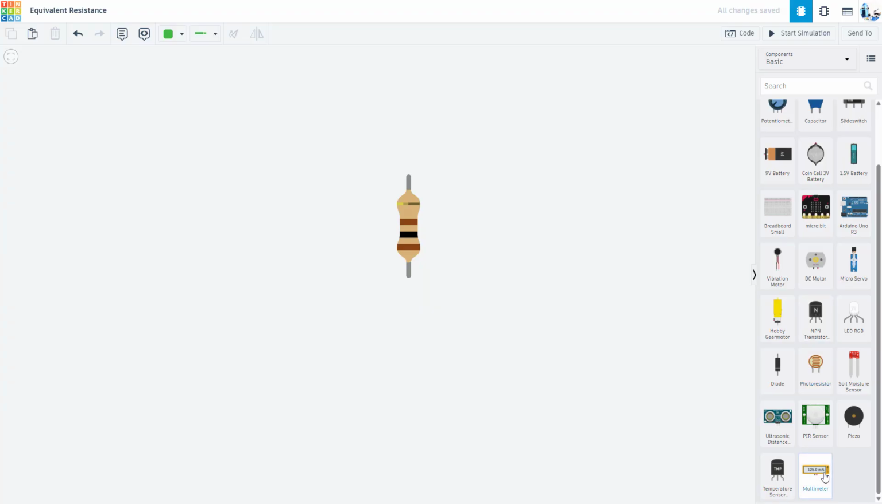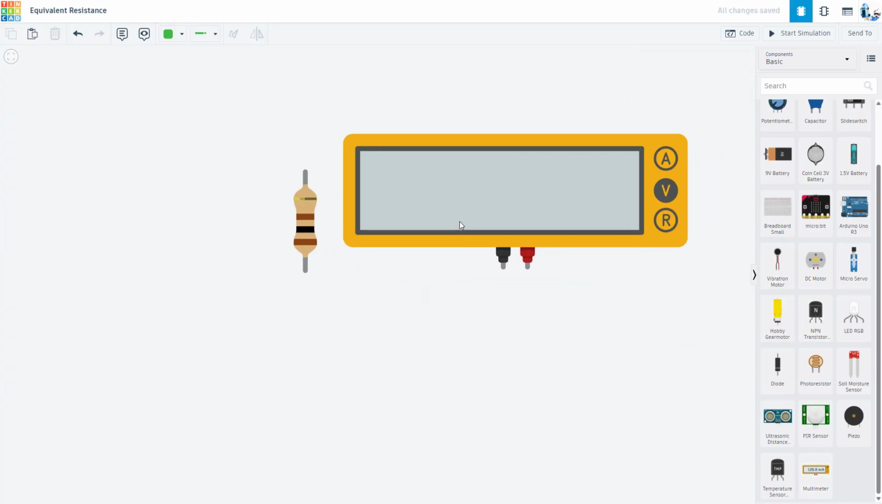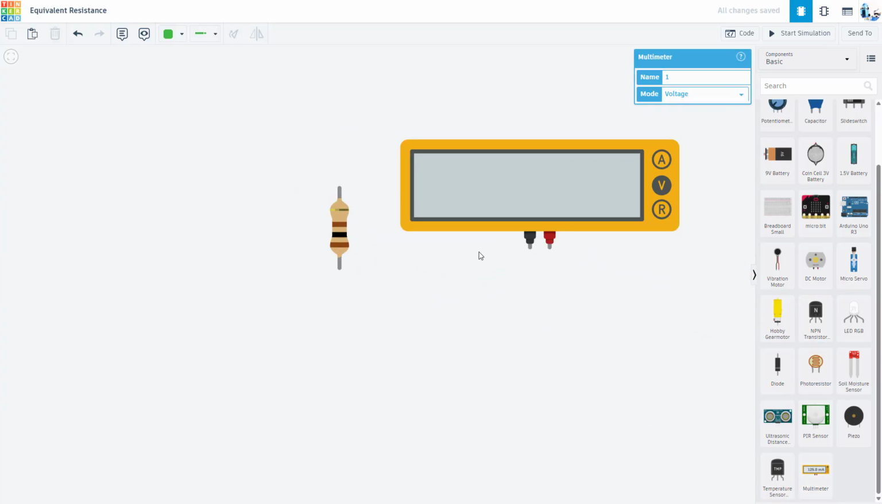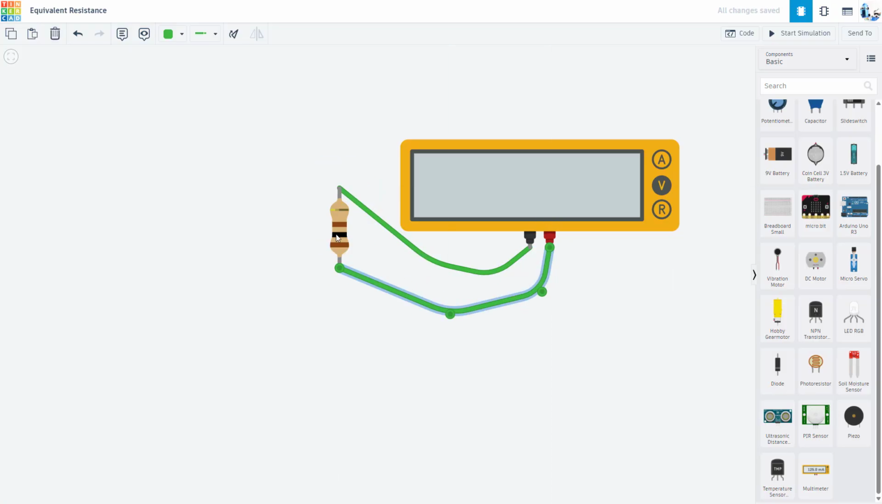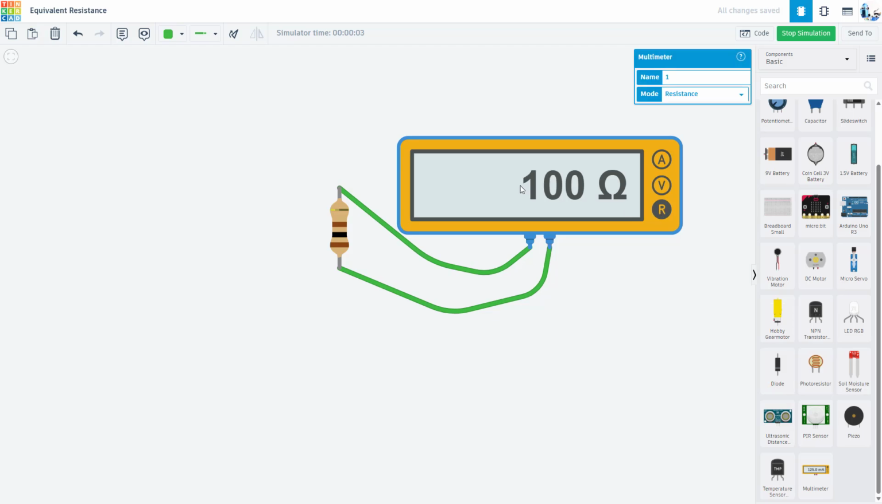And I can take my multimeter. Again, I have a separate video on my channel about how to use a real multimeter with a more complicated dial. This one is very simple and has three buttons: one for current, one for voltage, and one for resistance. So if I hook this up to my resistor, hit start simulation, and click on the R for resistance, it's going to tell me this is exactly 100 ohms.